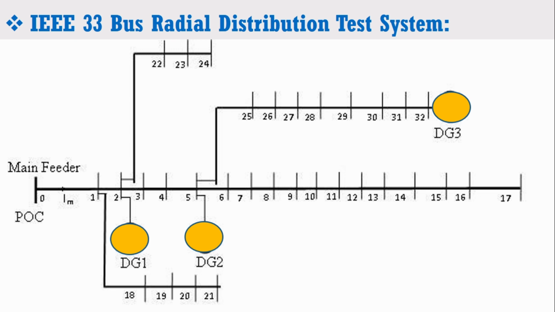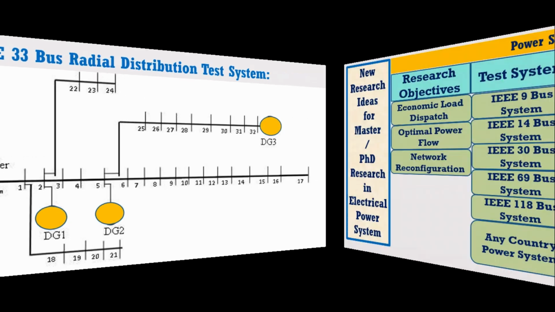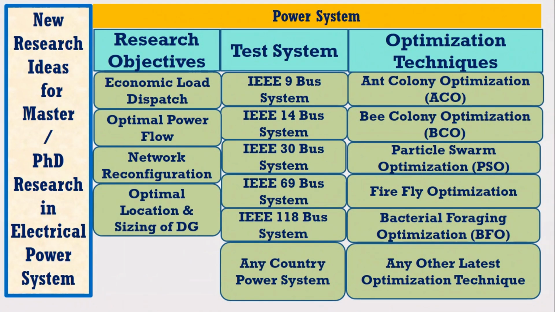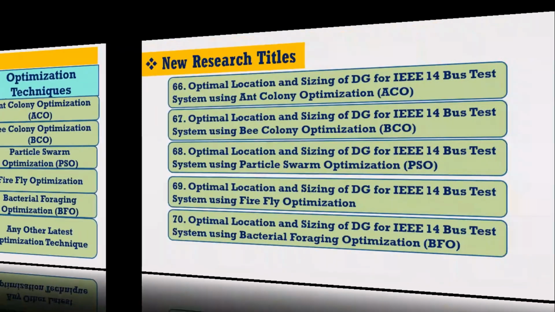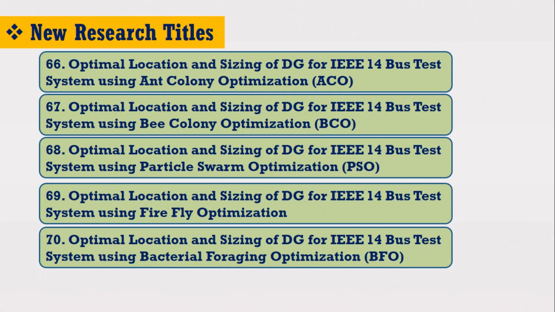Now again question may arise that where this DG should be located and what size of the DG should be selected in order to find the minimum loss. This topic is known as optimal location and sizing of the DG. Therefore, based upon this optimal location and sizing of DG, IEEE test system and optimization techniques, following various research titles can be considered for your research.